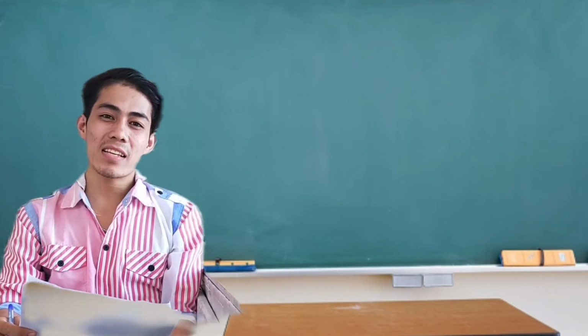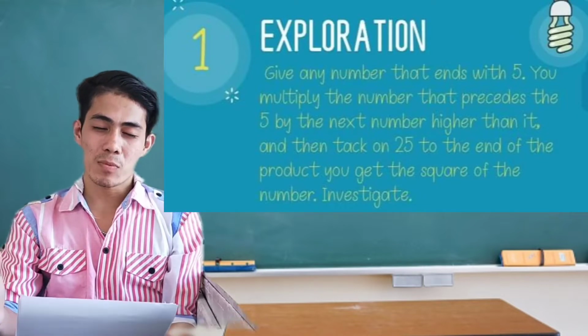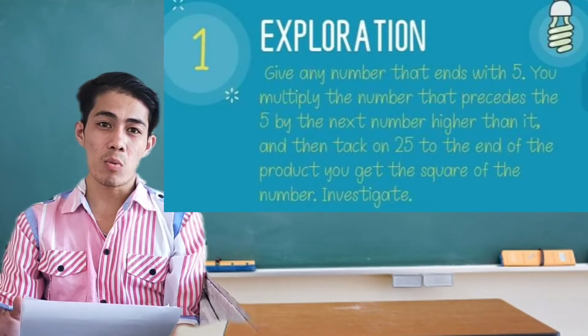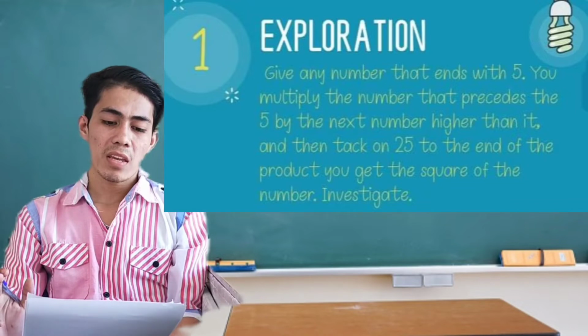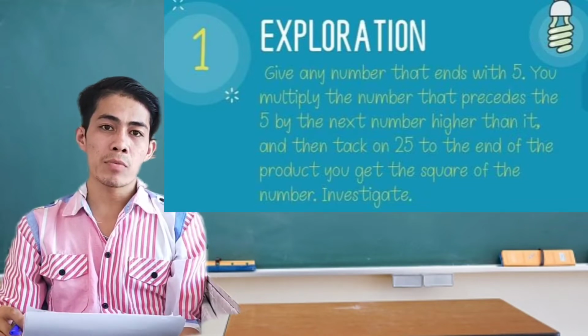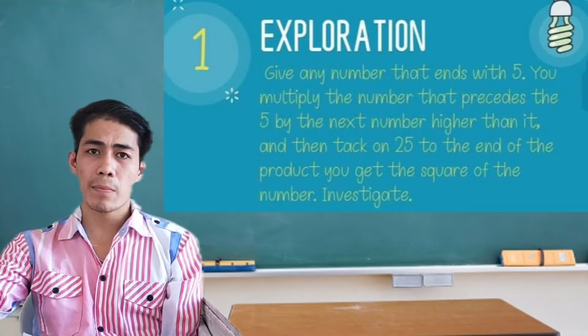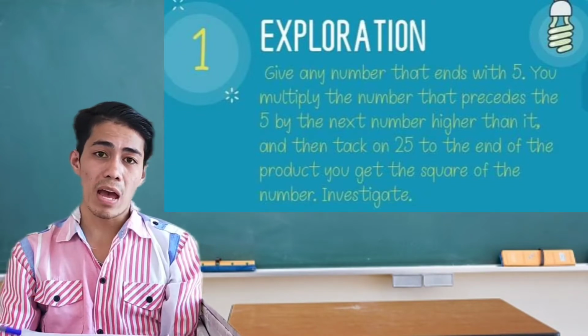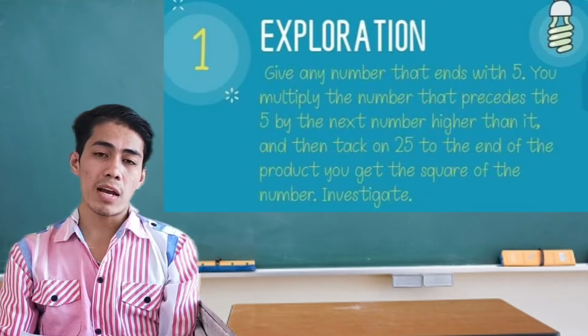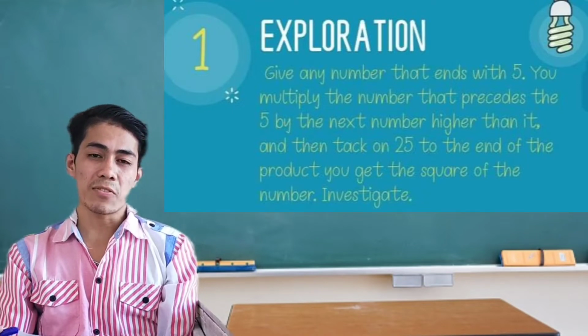The first step in the process is exploration. Let's explore how the trick works. First, take any number that ends with 5. For example, we have 15, 25, 35, 85, 95, any number that ends with 5. But for now, we are going to use 2-digit numbers first, okay?